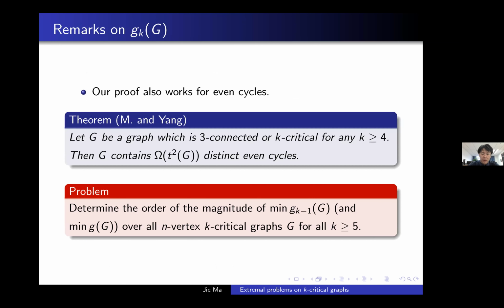So back to the original question of Gallai, it's still open whether, when k is at least 5, g_{k-1} is at least n or not. But I think the actual answer should be n to the k-3, by extending the odd wheel example.